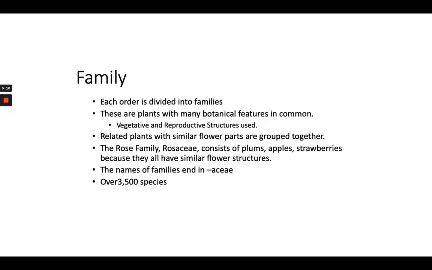Family. Each order is going to be divided into families. These are plants with many botanical features in common. They're related plants with similar flower parts are grouped together. The rose family, for example, is going to consist of plums, apples, strawberries, all because they have similar flower structures. And the names of the families are going to end in A-C-E-A-E. There's over 3,500 species, so we're finally starting to narrow it down, even though that's still a lot of plants.